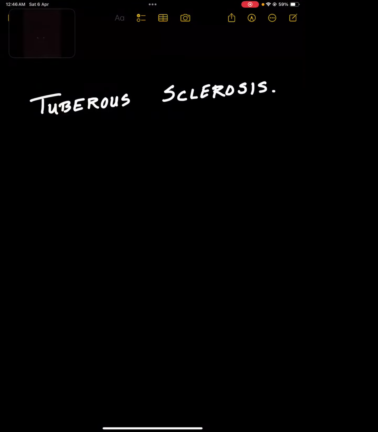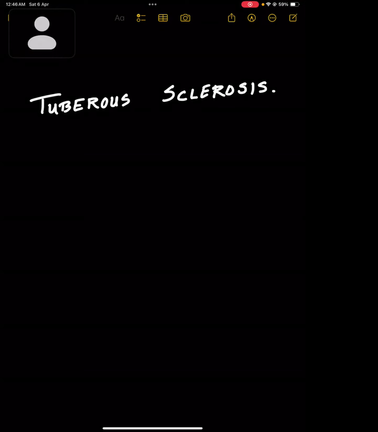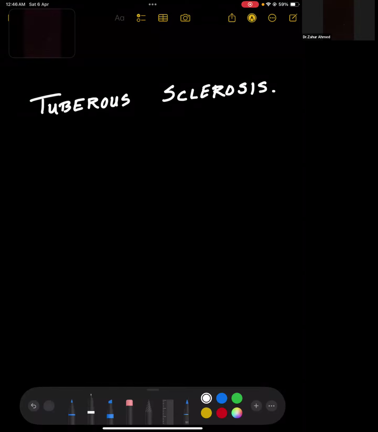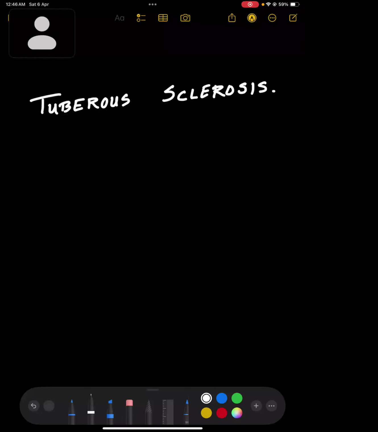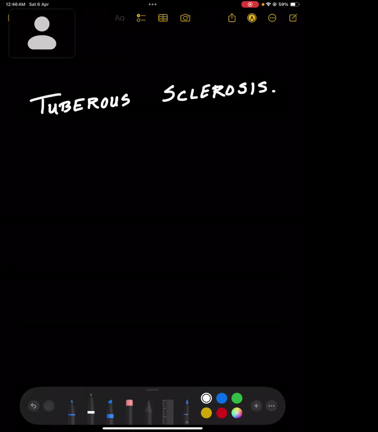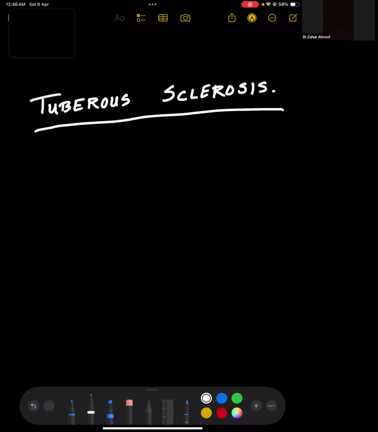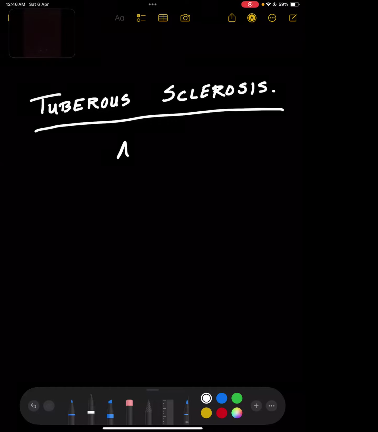Okay. First of all, let me tell you that tuberous sclerosis, what is that? It's a genetic disease. Okay. Can anyone tell me, what kind of genetic disease is this? Autosomal dominant or recessive or X-linked dominant or recessive? Any idea? Dominant, autosomal dominant. Very good.